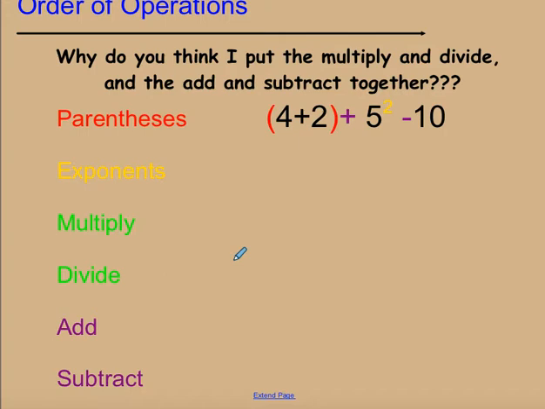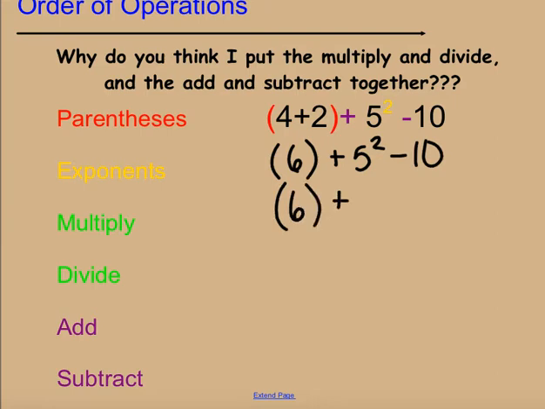Let's look at this example. First we have to simplify within the parentheses. That means that in the parentheses we get 6 plus 5 squared minus 10. Now we have to do the exponents. So we still have that 6 plus 25 now minus 10. Since we have addition and subtraction, we have to go left to right. So we do 6 plus 25, that's 31, minus 10 gives us 21. All right, so whenever you see addition, subtraction, we go left to right.